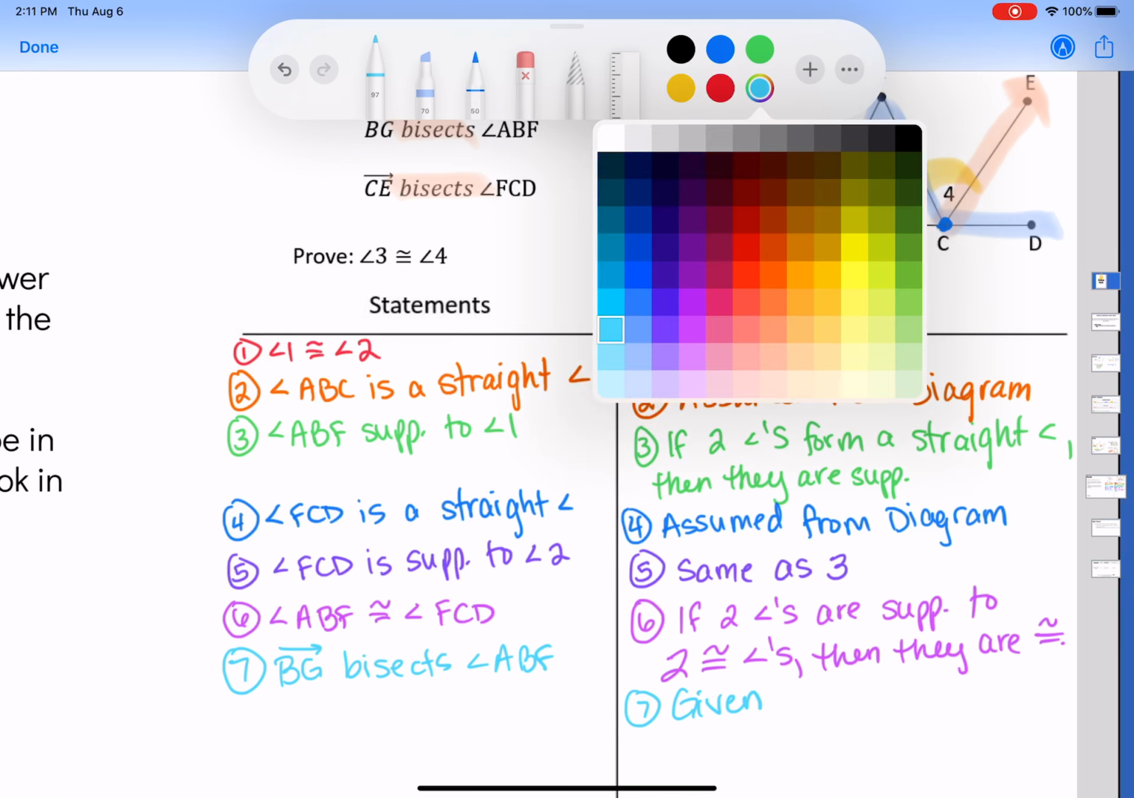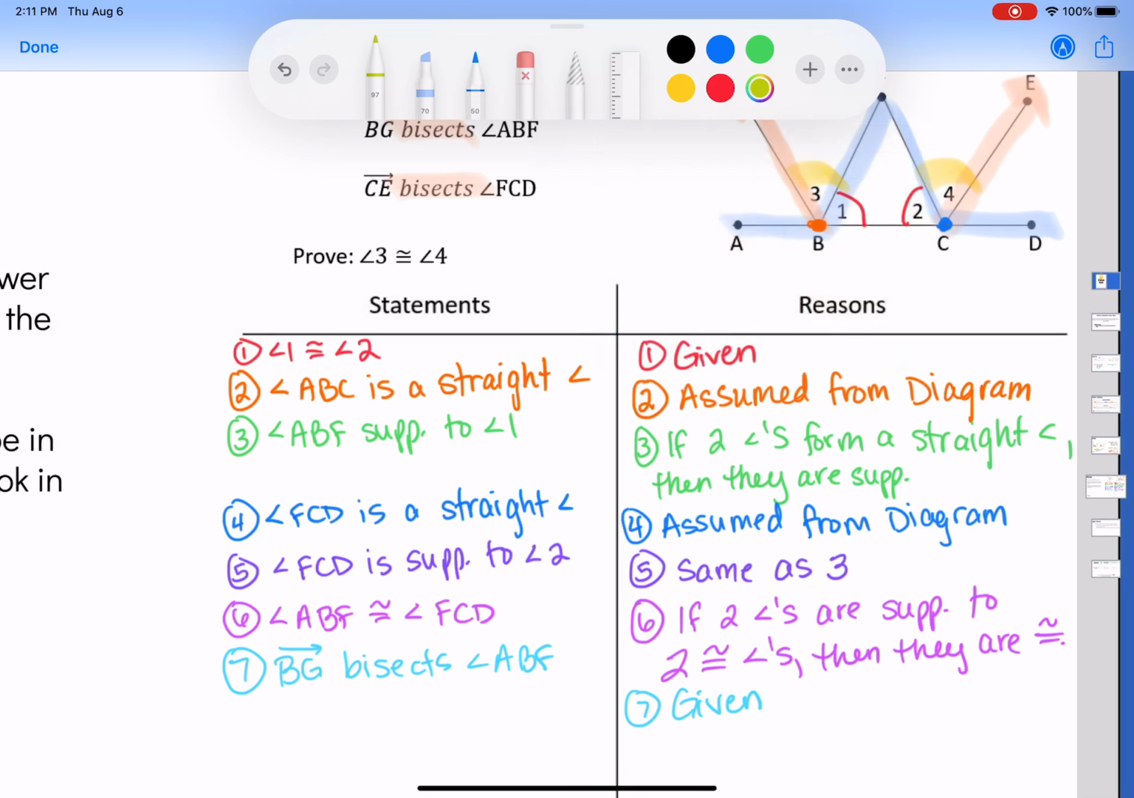And let's see. Should we rock this color? Step 8, CE bisects angle FCD. 8. Given. All right, so I have those 2 big angles are congruent, and I have bisect for each of them. I'm trying to prove that one little part of each is congruent to each other.